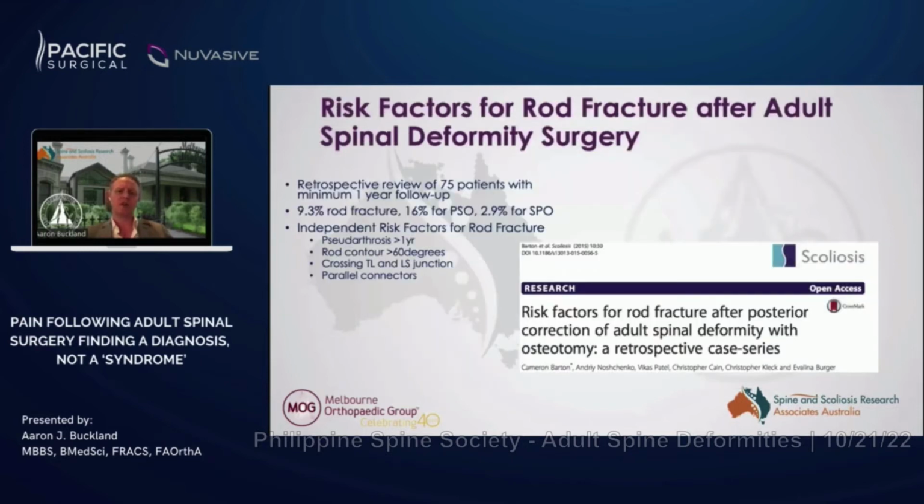Rod fractures certainly occur with osteotomies. If you do either posterior column osteotomies or pedicle subtraction osteotomies, you can actually increase your risk of rod fractures and pseudoarthrosis. So I always tend to think of rod fracture and pseudoarthrosis as the one entity, and increasing the number of rods probably delays rod breakage, but if it doesn't heal, it doesn't heal. Your rods will fail eventually.